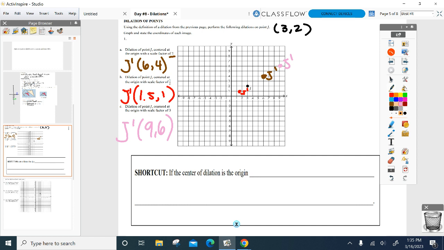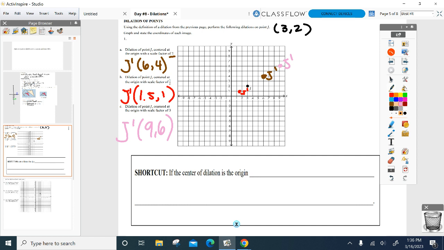All right, something special happens when your center of dilation is the origin, where maybe I don't have to go up and over, triple it, up and over, cut it in half. There's a different way I could get to my point if it's around the origin. Here's what I'd like you to do. Remember we wrote point J at the beginning was 3, 2? Look at all the ending coordinates and the scale factor we used. You tell me how I can get to J prime quicker than counting on a graph.